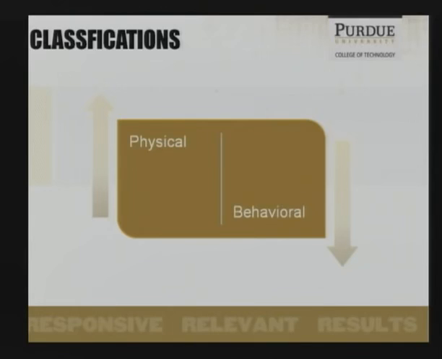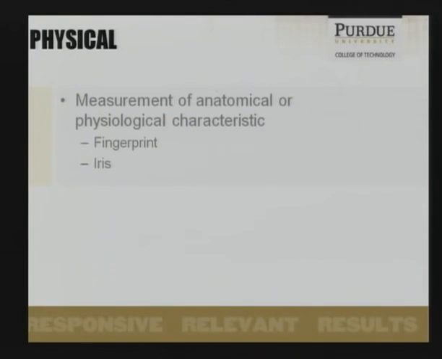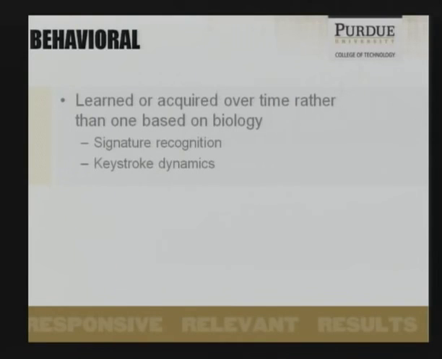In terms of classifications, there are 2 main types of biometrics that we're interested in, physical and behavioral. With the physical side, fingerprint and iris, something that I can actually measure from my body. And the other side, the behavioral side, is signature, keystroke dynamics, how I type, how I sign. And in some cases, I sign differently depending on the level of ceremony.